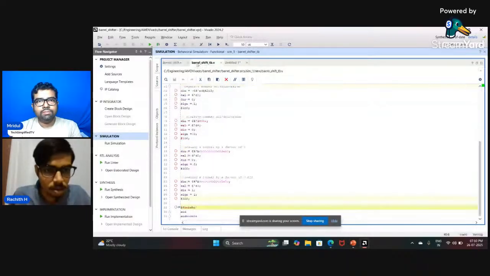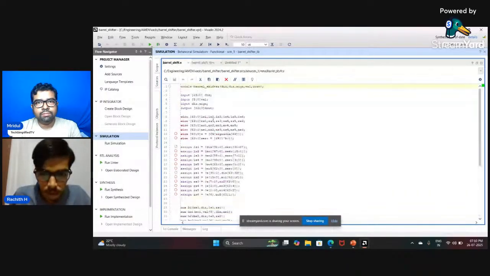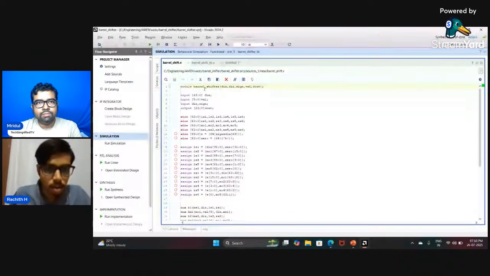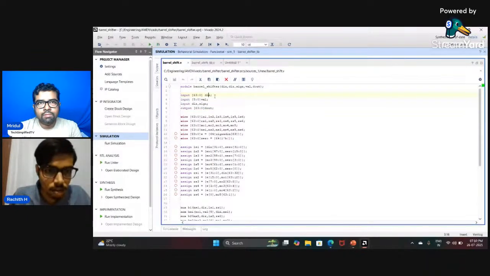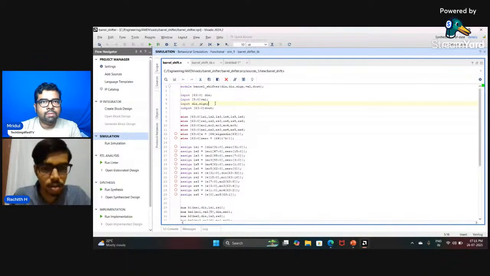So here we have the barrel shifter Verilog code. This is the module declaration, and these are the input-output ports, and the corresponding ports are specified as input or output here. DIN is the 64-bit input value. Val is the shift amount, which is in 6 bits, and direction and sign are single-bit values, which represent whether to hold the sign, whether to consider the sign bit, and DIR is the direction, and the output is the D out, which is also 64-bit.